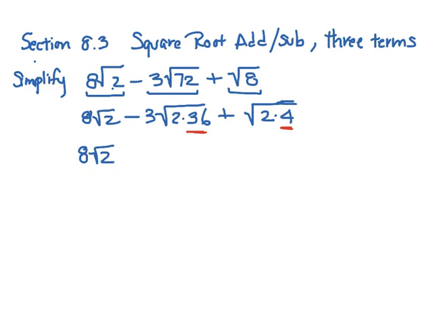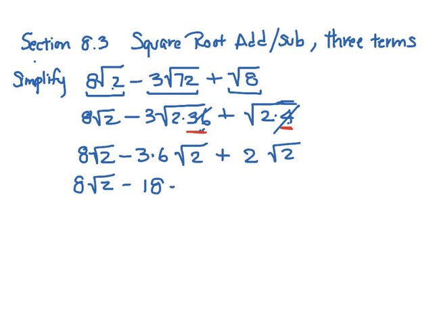I have 8 times the square root of 2 minus 3 times, now the square root of 36 is 6. So I'm going to pull out a 6. And I'm still left with a 2 inside there. Plus, the square root of 4 is 2, so that comes out. And I'm left with a 2 inside there. Okay, so I have 8 times the square root of 2 minus 18 times the square root of 2 plus 2 times the square root of 2.